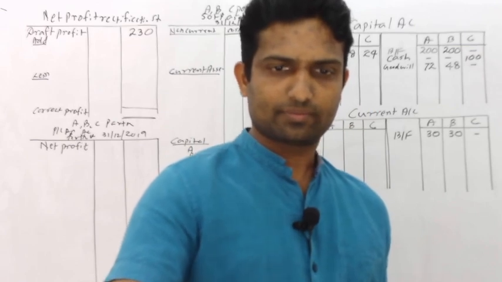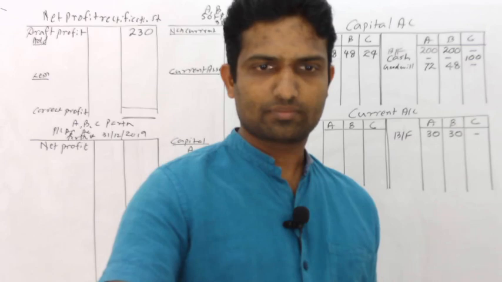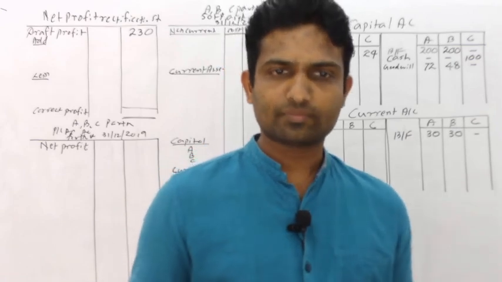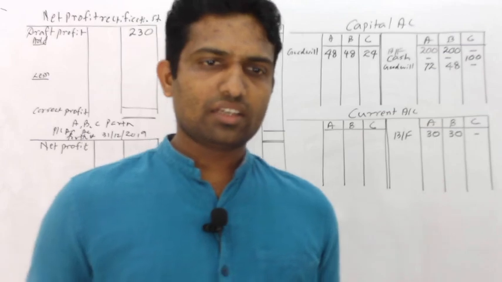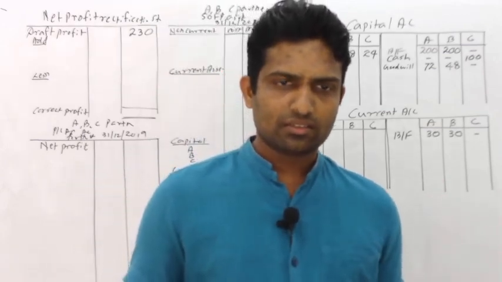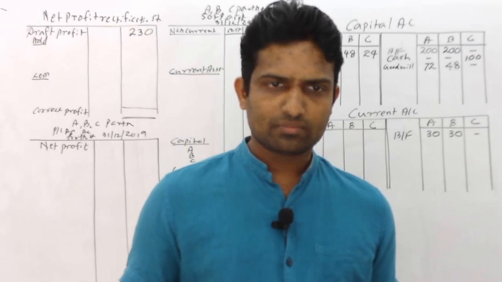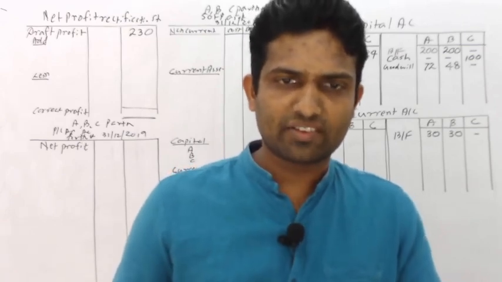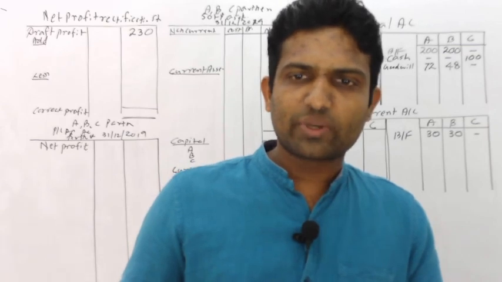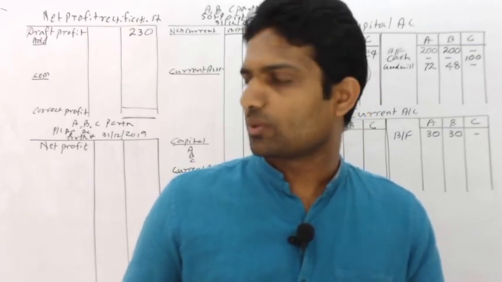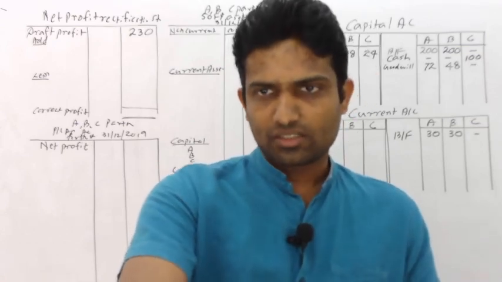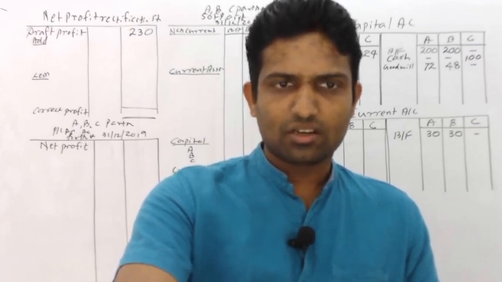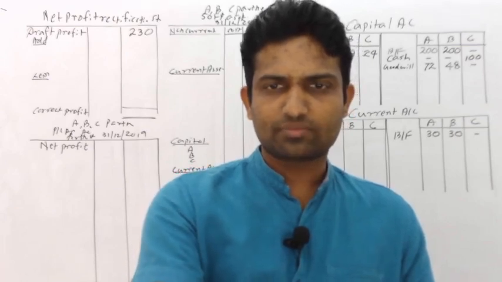Next. A has given the loan on 1/7/2019 at the annual interest of 20%. No entry had been made in books with respect to the interest on that loan. Now there is a problem. See the loan given by A. This is the loan given by A, that is 100,000.